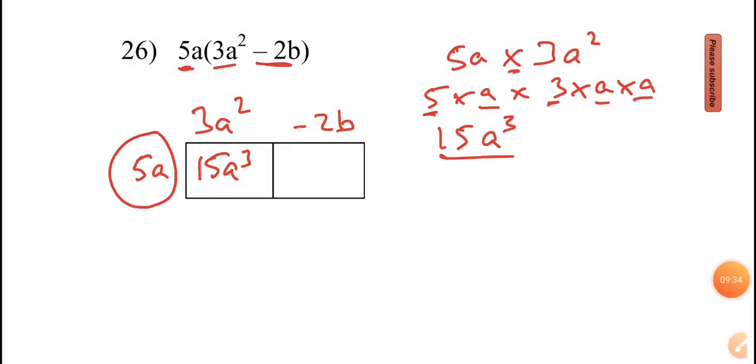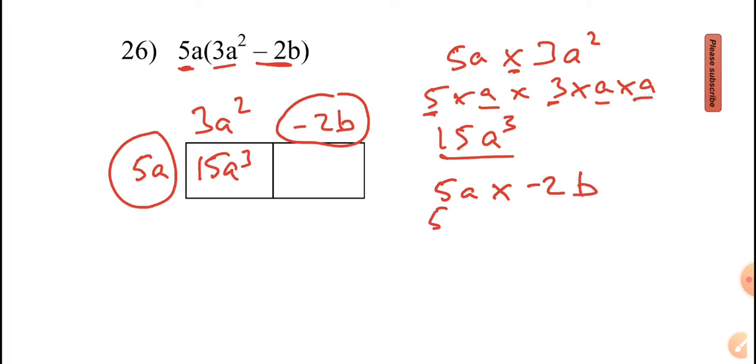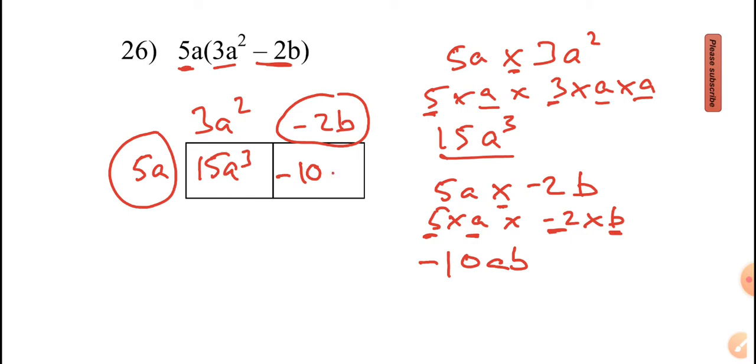Next we have to do 5a times minus 2b. So 5a means 5 times a, minus 2b means minus 2 times b, and we're going to see the times sign here, just put times sign there. So now, because they're all multiplying each other, I could do 5 times minus 2 first. So 5 times minus 2 is minus 10, and then a times b is just ab. So we can copy that down here, minus 10ab.